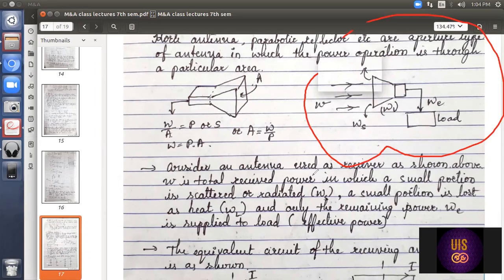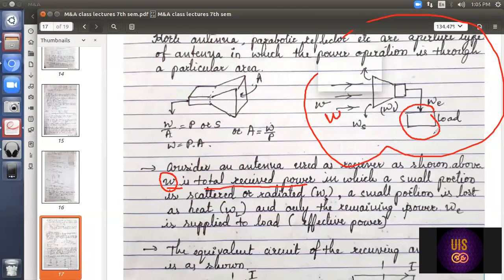Consider an antenna used as a receiver as shown. W is the total received power. We don't know what power a transmitter is sending. Generally, W is the notation we use to indicate total received power. If at the mouth W is the received power, this is the load we connect at the end to get the output, right? You know this in network theory.